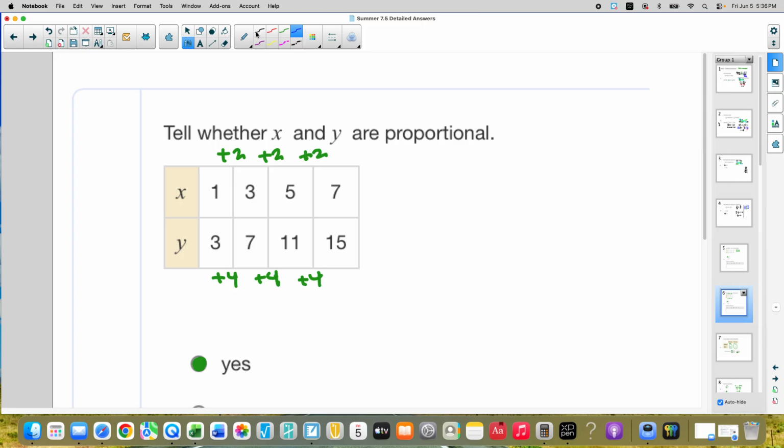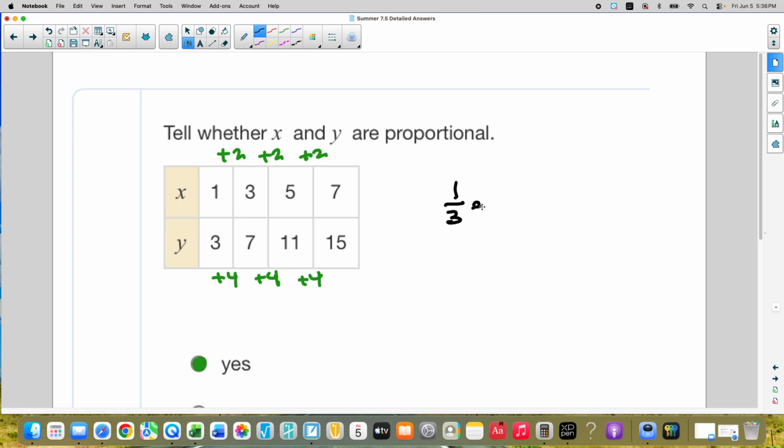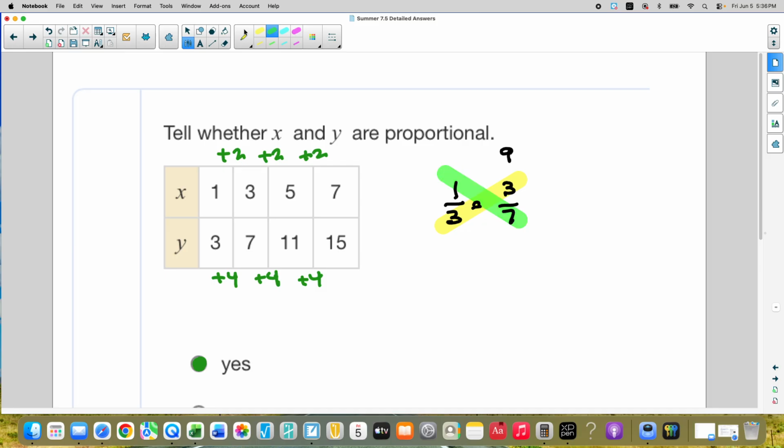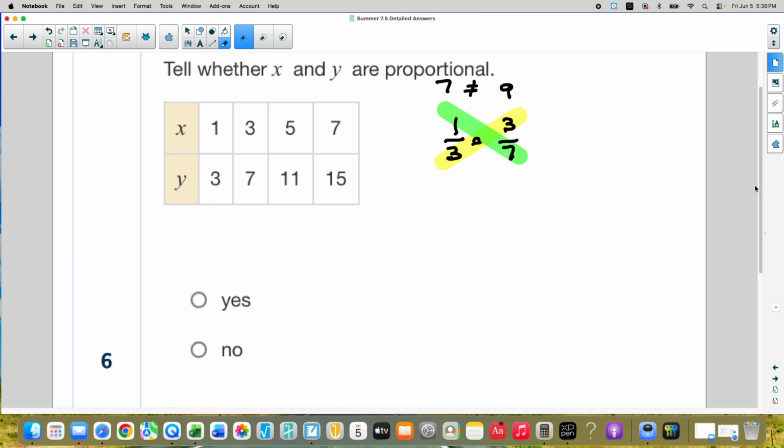Well, let's write it as a proportion. I mean, let's do 1/3 equals 3/7. Okay. So, oh, hello. First one isn't, Mr. Mac. Hello. 3 times 3 equals 9. Duh. 1 times 7 is 7. Mr. Mac. Not proportional. Duh. Sorry about that. That's a big no. Not proportional.